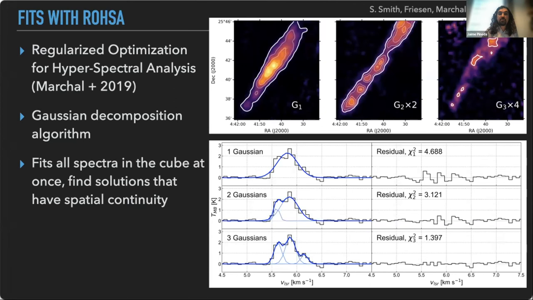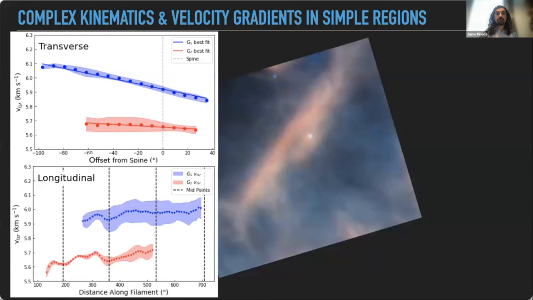But basically, what allows you to see are the components that are coherent spatially and that share velocity information. So you can see three components that are present most of the time. And if we take a look at the velocity, it looks like there are gradients. So there are transverse gradients. Well, longitudinal gradients are not so much.